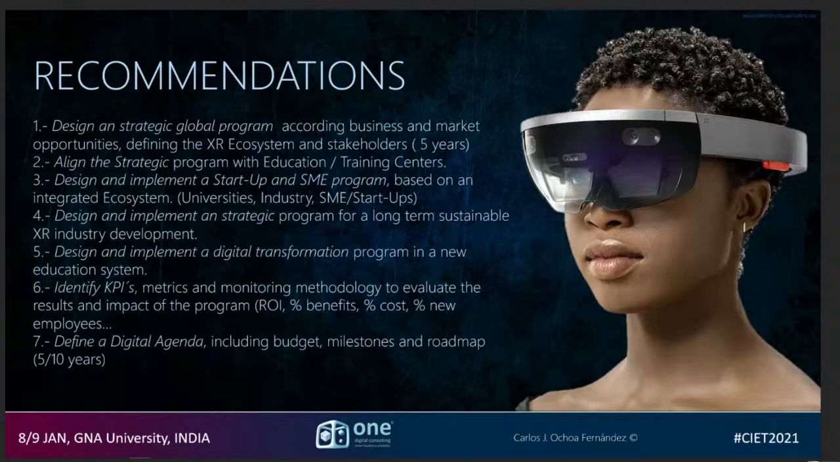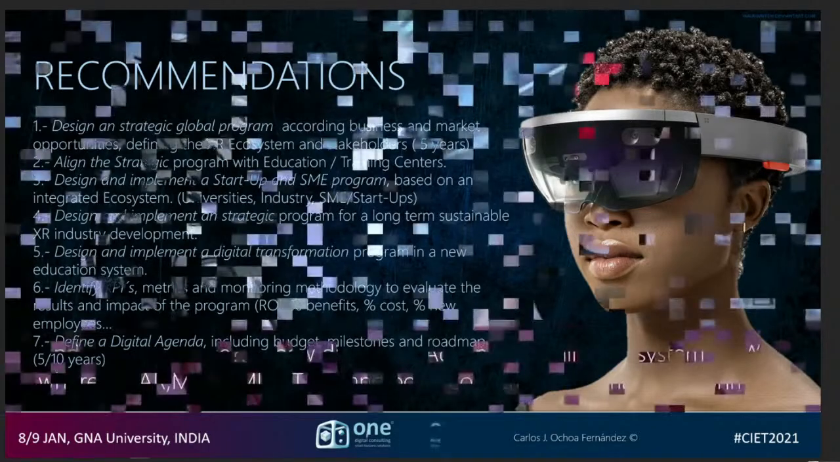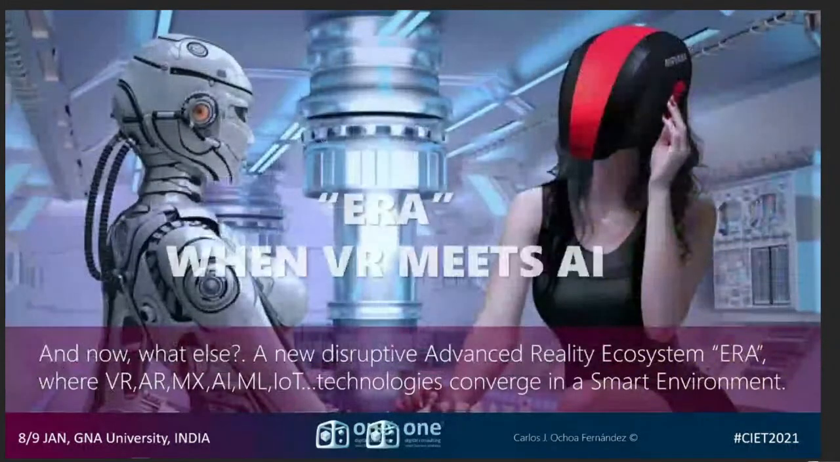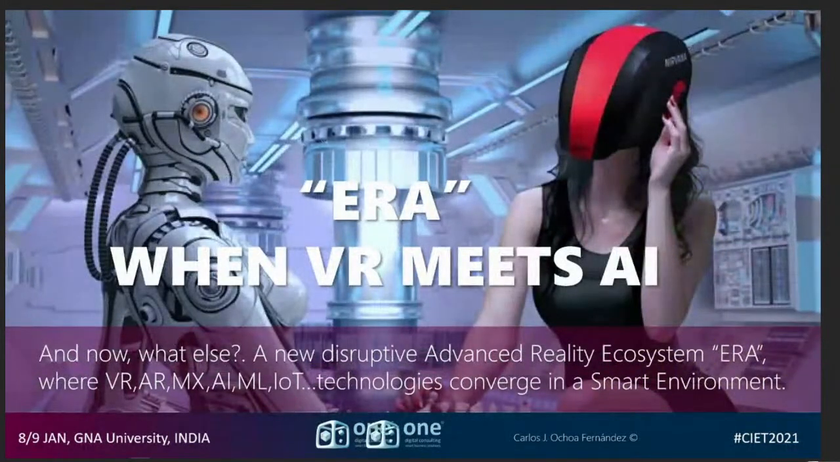And for sure, last but not least, we need to define a digital agenda, including budget, milestones, and a roadmap. And it will take between 5 to 10 years. 10 years is too much, but we know that the education process is very, very slow. So, and now what else?